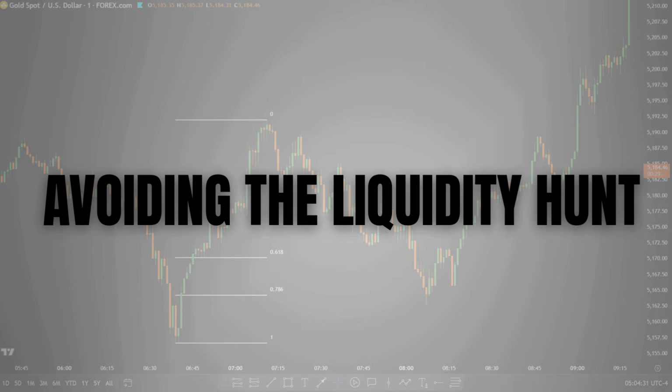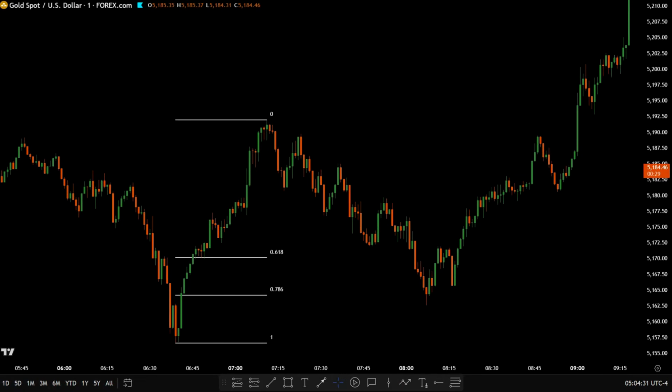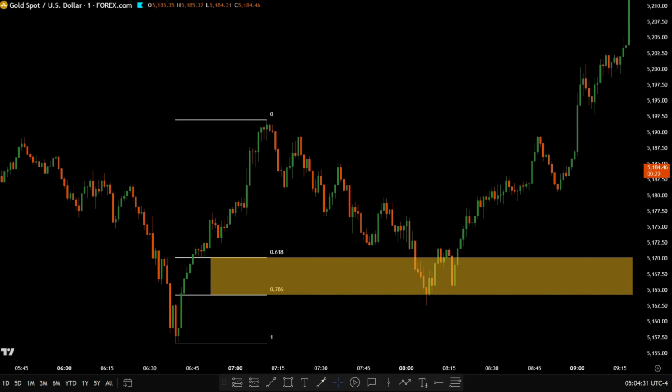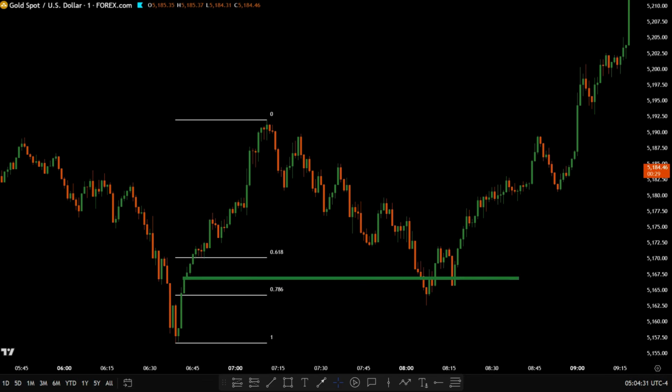Avoiding the liquidity hunt. Early buyers get hunted before the real move. By waiting for the OTE zone, you join the move after the manipulation phase has played out. Place your buy limit at roughly the 0.70 level, the midpoint of the OTE zone. If there's a fair value gap within the OTE zone, that's an even higher probability entry.